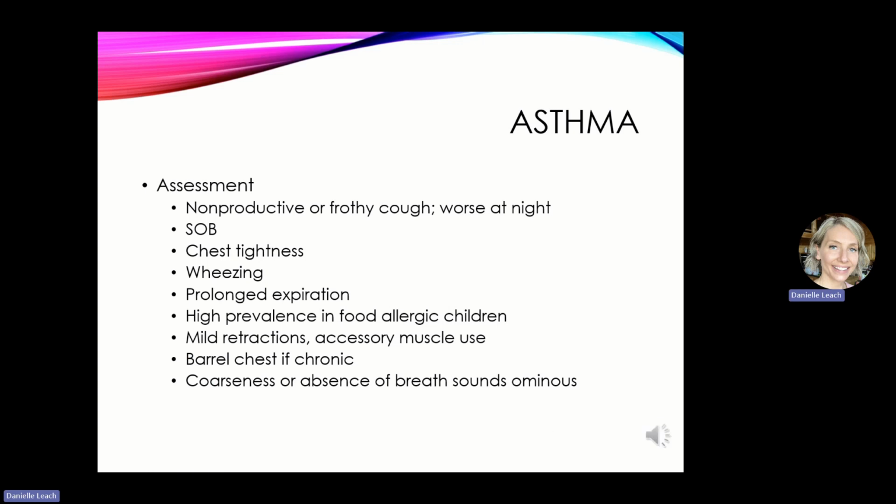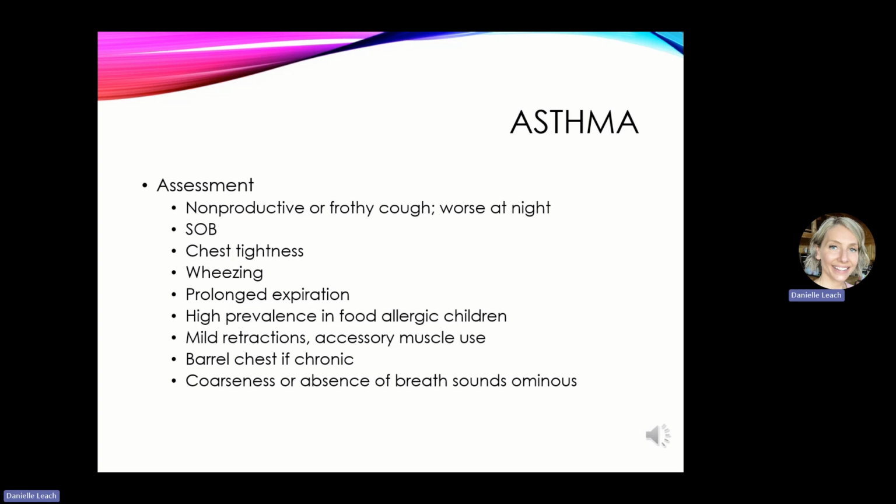On assessment, the child can have a non-productive or a frothy cough that is typically worse at night. They may present with the sole symptom of cough. A night cough may also signify the need for advancing therapy, so like changing their medications or adding medications. They can also, of course, have shortness of breath, chest tightness. We would expect wheezing. They also may have a prolonged expiration.